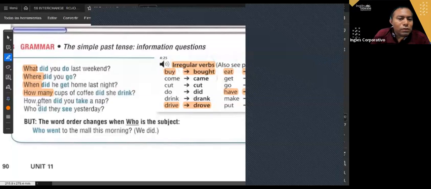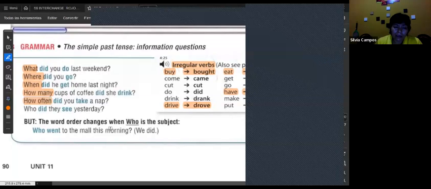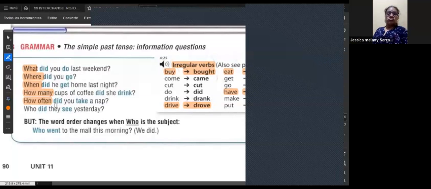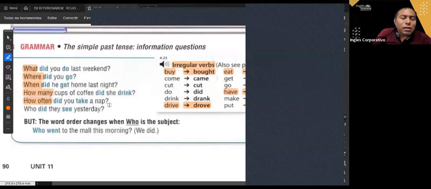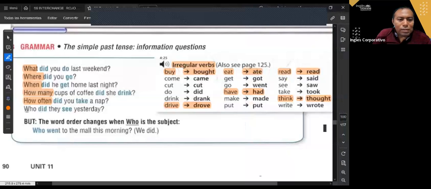Okay, very good. So how often did you take a nap? ¿Con qué frecuencia tomaste una siesta? Who did they see yesterday? ¿Quiénes ellos vieron ayer? Who did they see? Pero lo que me importa es esto, que antes del did, usted puede poner un what, where, when, how many, how often, who, ¿verdad?